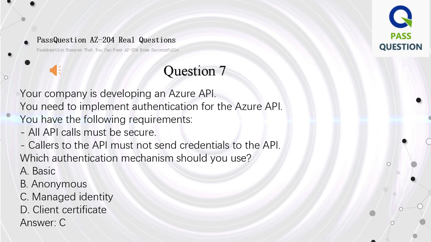Question 7. Your company is developing an Azure API. You need to implement authentication for the Azure API. You have the following requirements. All API calls must be secure. Callers to the API must not send credentials to the API. Which authentication mechanism should you use? A. Basic. B. Anonymous. C. Managed identity. D. Client certificate. Answer: C.